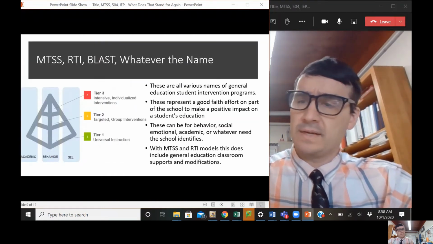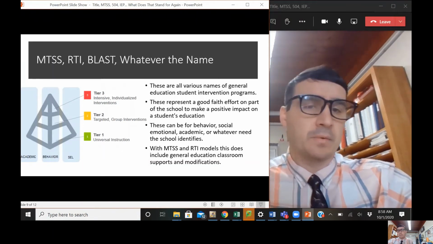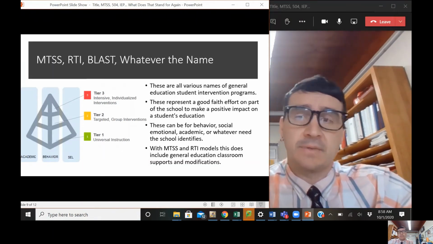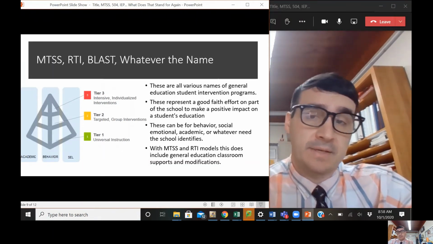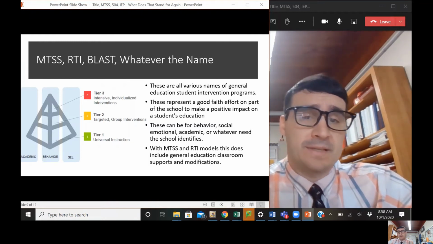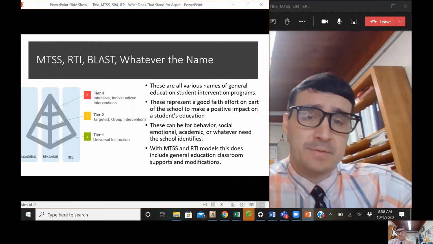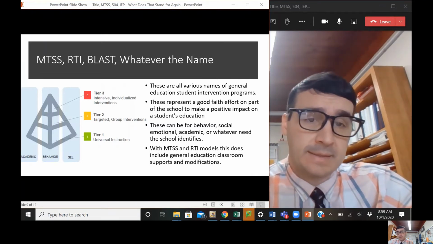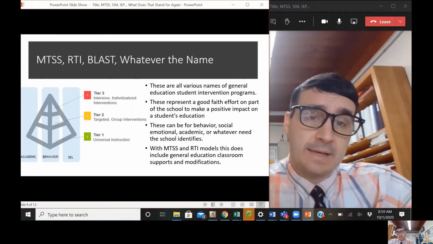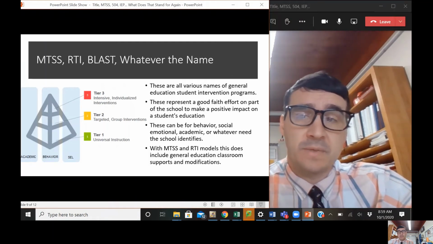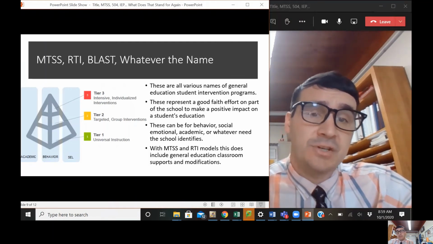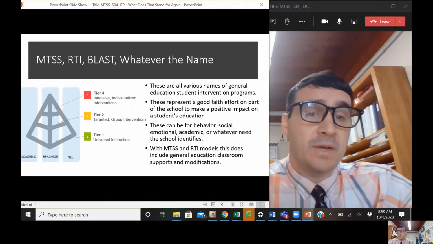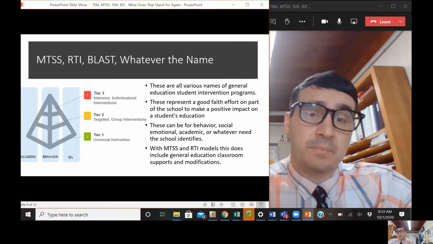So with that, I'm going to lump these all together: RTI, MTSS, BLAST, whatever the name is. I have found that these things like to change their acronyms periodically, and sometimes they just change the acronym to say it's new and shiny. But generally speaking, these are all general education interventions. They represent good faith efforts on the part of the school.